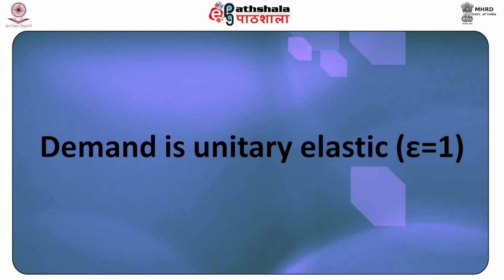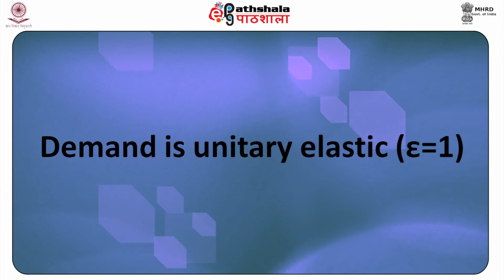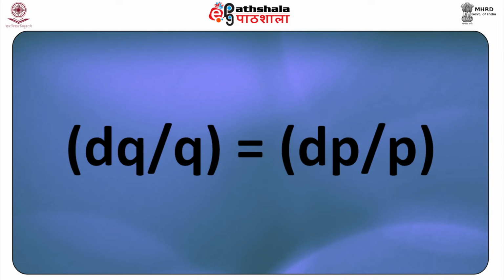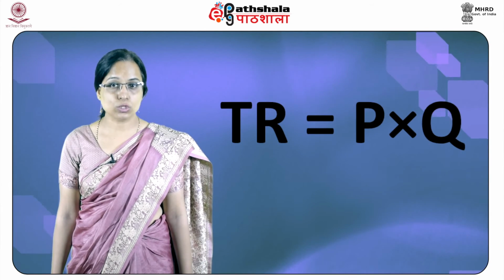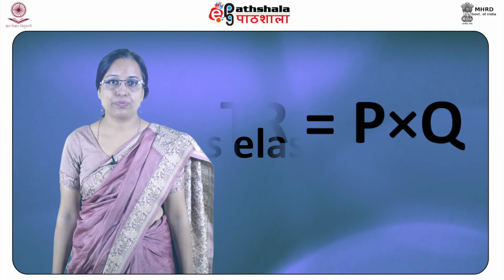Case 1, when the demand is unitary elastic. Recall from our discussion above, in this case dQ by Q is equal to dP by P. That is, the magnitude of the price effect is equal to the magnitude of the quantity effect. So, both effects exactly offset each other as they move in the opposite direction and are equal in magnitude. In this case, as price increases, total revenue remains the same.